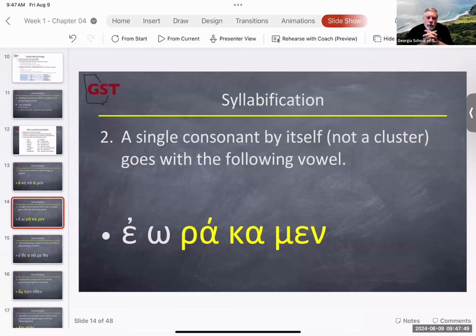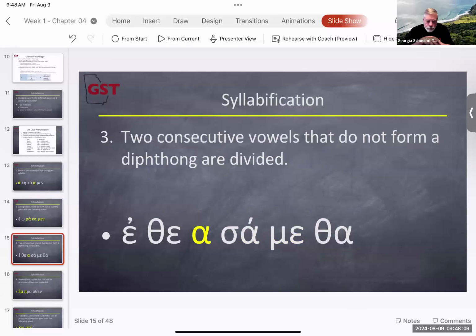All right. And so how would you pronounce this? E, o, ra, ka, men. All right. Very good. Do it a little faster. E, o, ra, ka, men. Rakamen, right? That's it. We're going to learn vocabulary later.